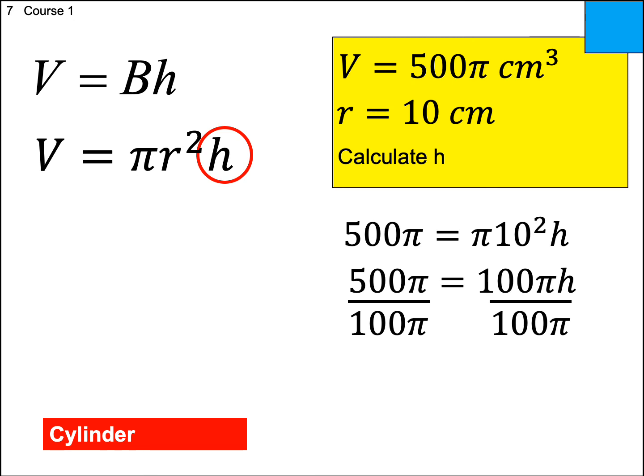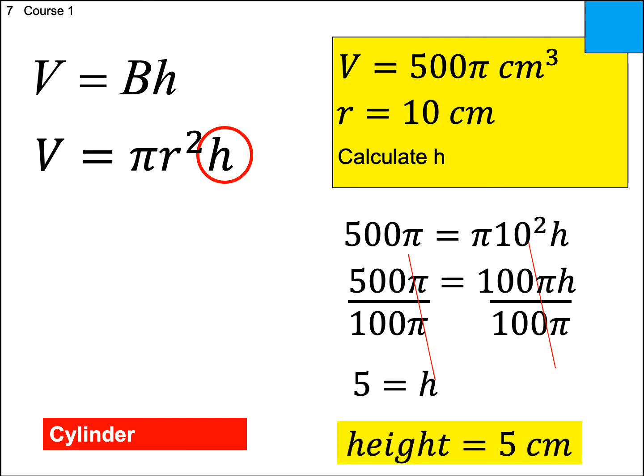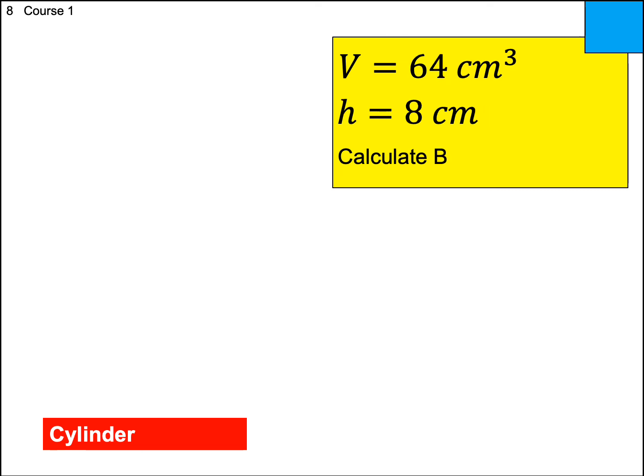On the right side, 100 and pi cancel, right? 100 pi divided by 100 pi is 1. And on the left side, well, the pi's cancel, and 500 divided by 100 is 5. So everything drops out except for 5 and h. Therefore, the height is 5 centimeters. So that one looked like it was very challenging, but it ended up being pretty easy. Let's do another one.